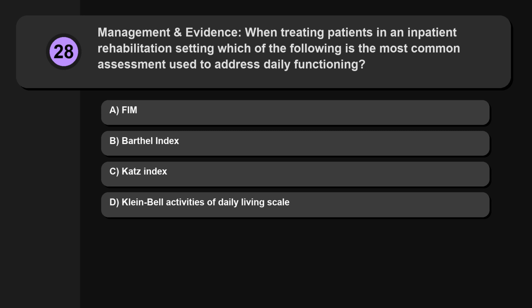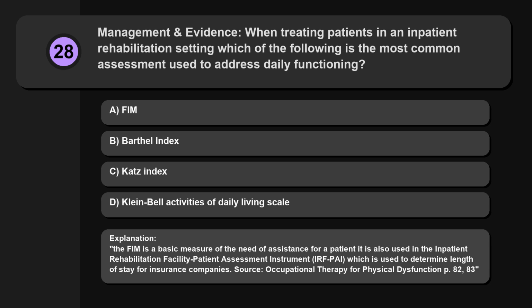Question 28. Management and evidence. When treating patients in an inpatient rehabilitation setting, which of the following is the most common assessment used to address daily functioning? Option A. FIM. Option B. Barthel Index. Option C. CATS Index. Option D. Klein-Bell Activities of Daily Living Scale. The correct answer is option A.